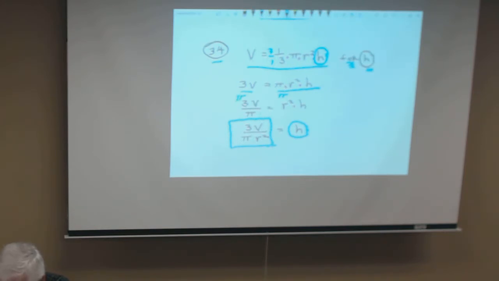and I end up with 3v divided by pi equals r squared times h. And then I divide by r squared, and I end up with my final answer. 3v over pi r squared equals h. And I've done just what they told me to do. I've solved the formula v equals 1/3 pi r squared h for h.